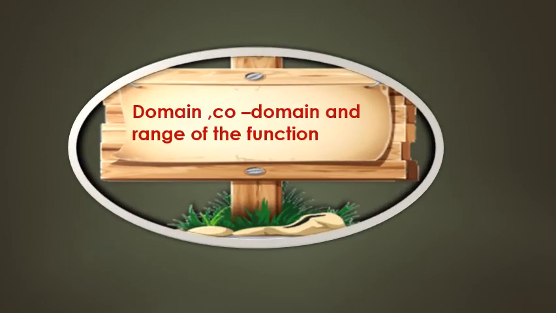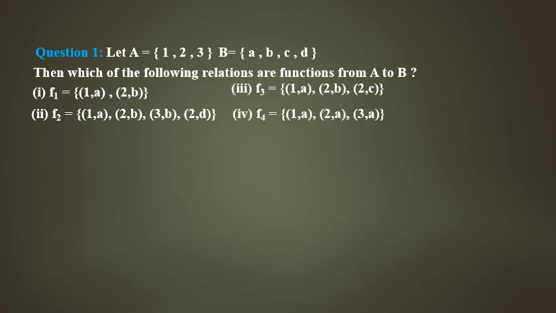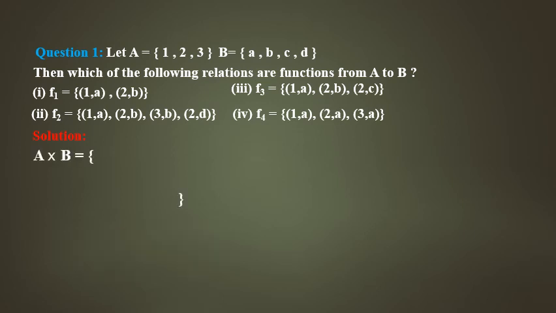Again recall. First we discuss the domain, codomain and range of a function. As we discussed in relations, here also in functions we discuss what domain, codomain and range are. First we take a problem: which one of the following relations are functions from A to B? There is a function f1 equal to 1a, 2b, f2 is 1a, 2b, 3a and f3. These are four different examples given here. Let us first find A cross B.